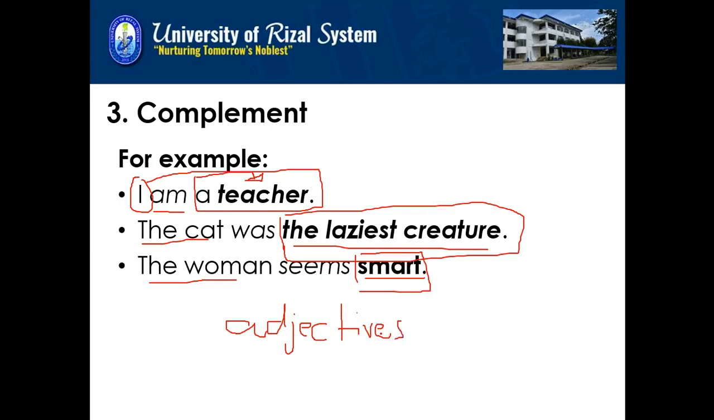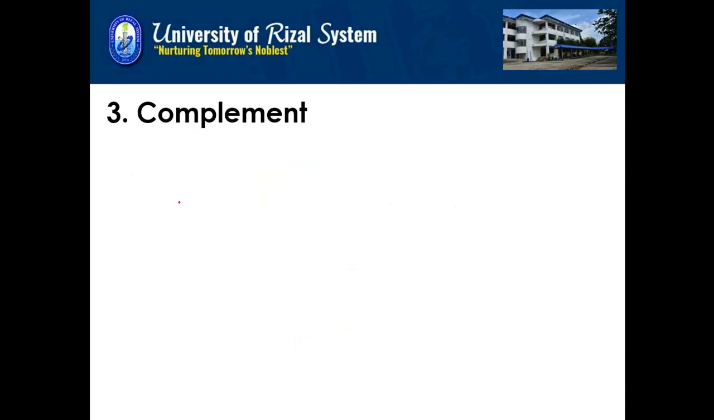So in order for them to tell something about the subject, there should be a word that should connect them. Diyan papasok sina linking verbs. So ganyan yung function nila. So complement, madali lang ma-identify: is, are, was, were, am, and then mga sense verbs. Okay? So, yung mga sumunod sa kanya, we call it the complements. Okay?